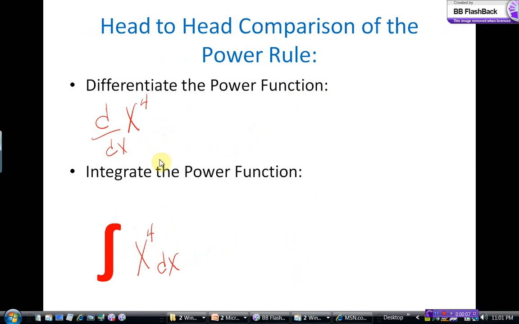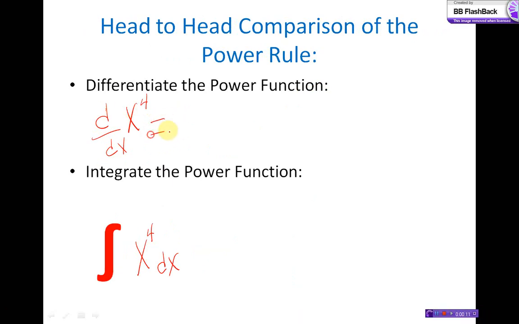So let's take a problem with an actual number in it. Doing our differentiation, we'll take our original exponent, which is 4, and then subtract 1 from the exponent, so that comes out to be 4x to the third.